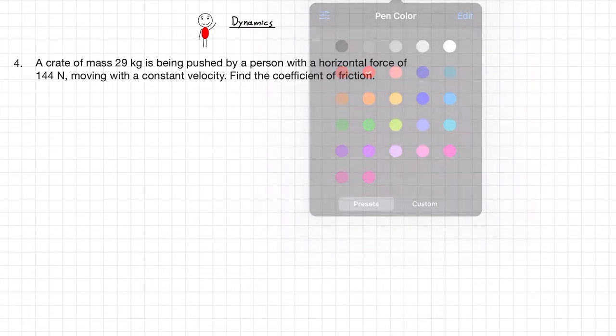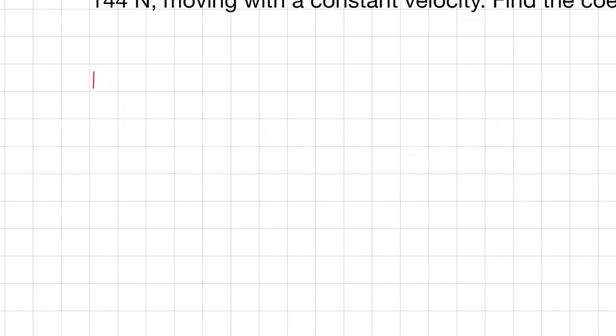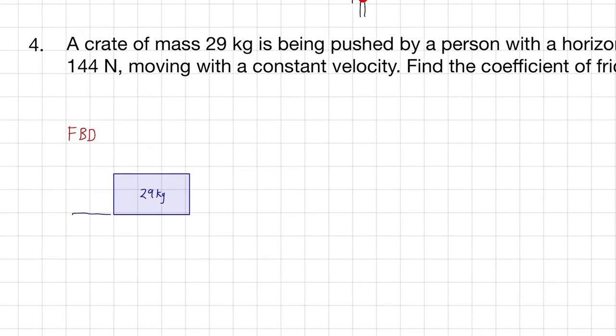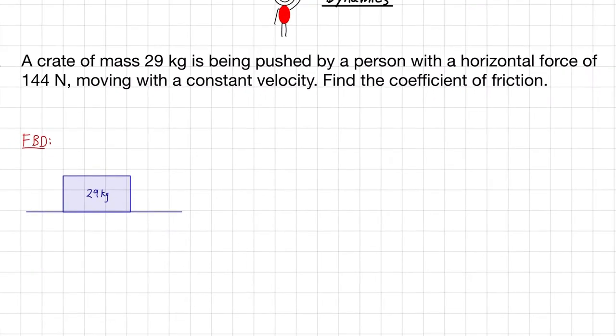So let's start off this question by drawing a free body diagram. To draw a free body diagram, I'm just going to draw a box here for our crate. And we know its mass is 29 kilograms, so I'm going to write 29 kilograms inside the box. I'm also going to draw a ground for the box to rest on, because the box is not floating in the air. So the ground is an important thing to draw.